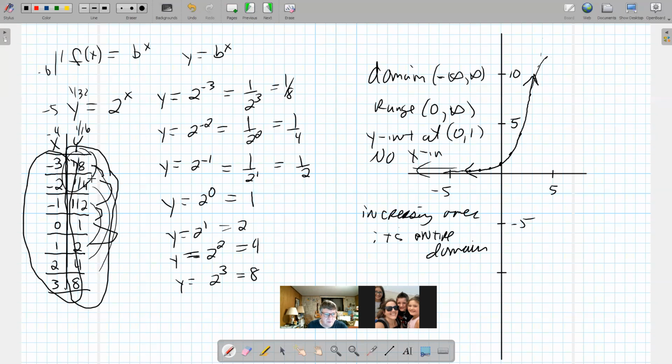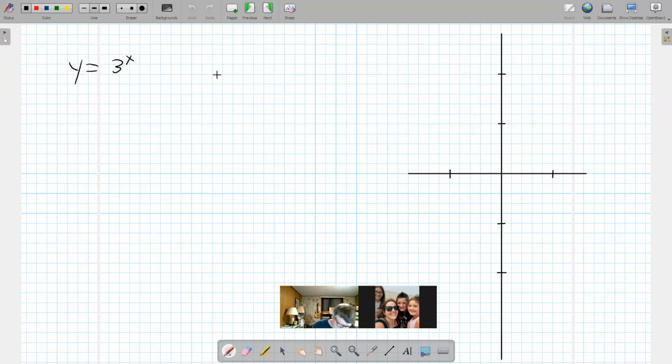2 times an eighth is a fourth, 2 times a fourth is a half, 2 times a half is 1, etc., etc. So the base is 2. Every time x increases by 1, the y value doubles. So what's going to happen here?